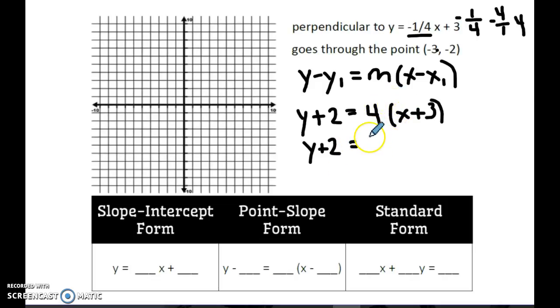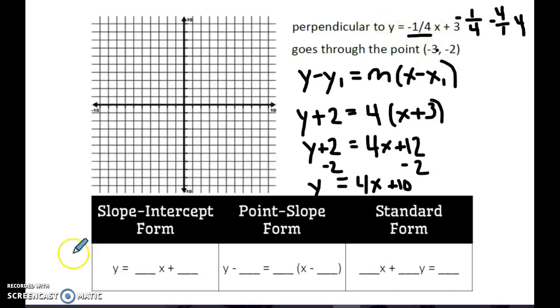So 4 times x, 4x. 4 times positive 3 is 12. And the only thing I have left to do is subtract 2, because I want to get y by itself, so it looks like this. And I have to do that to both sides because it's an equation. Y equals 4x plus 10. So this is the equation of a line that is perpendicular to this line, and it will go through this point. And you can build this in if you have this sheet, 4x plus 10.